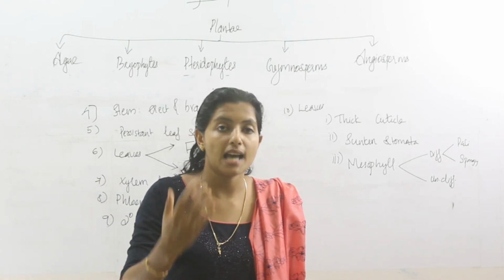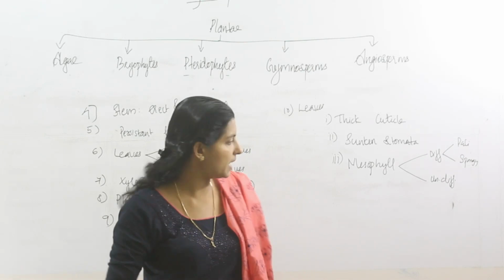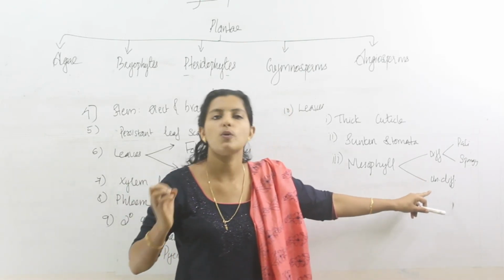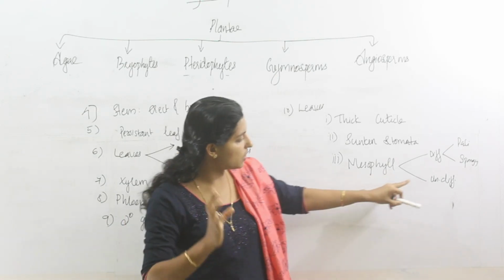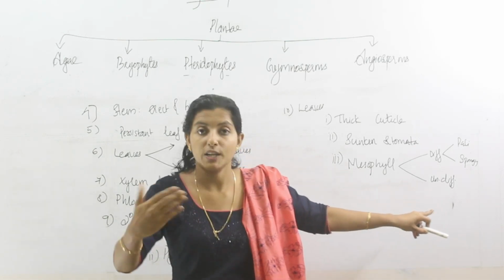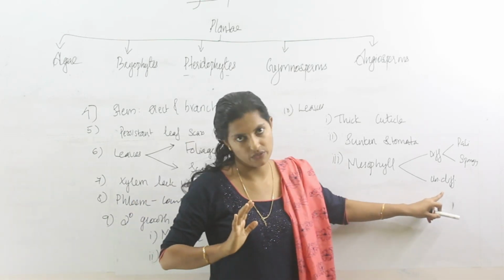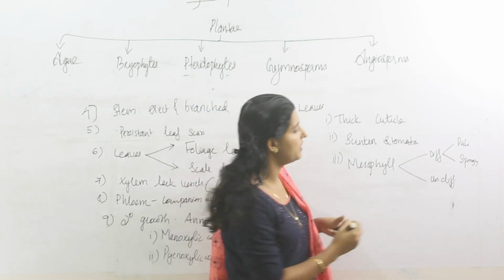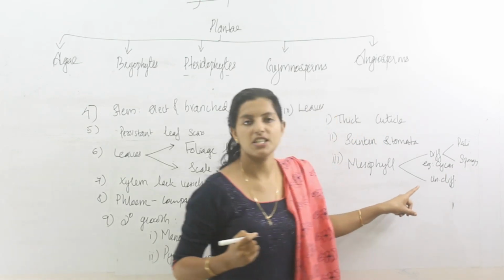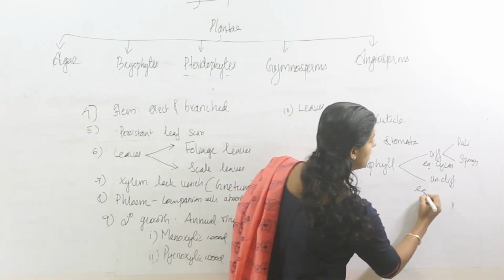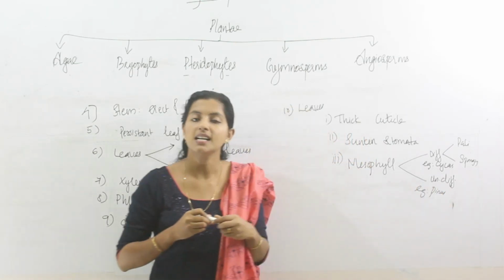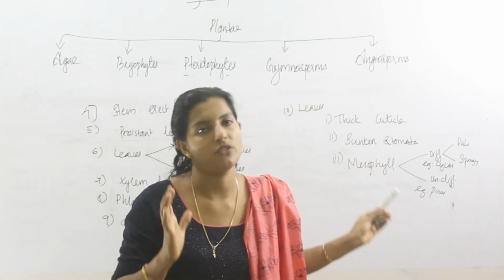So there may be a chance for more transpiration. Undifferentiated mesophyll means there is no air space, no spongy parenchyma. So the rate of transpiration will be reduced maximum in undifferentiated mesophyll. Differentiated mesophyll we can see in case of cycas, and undifferentiated mesophyll we can see in case of pinus. So if the mesophyll is undifferentiated, it shows maximum xerophytic adaptation.